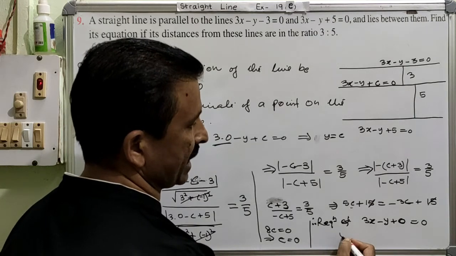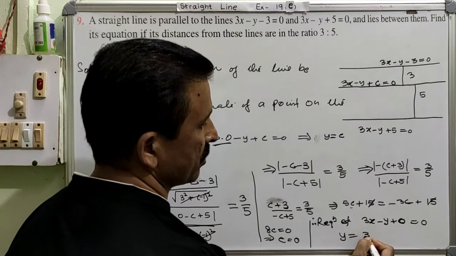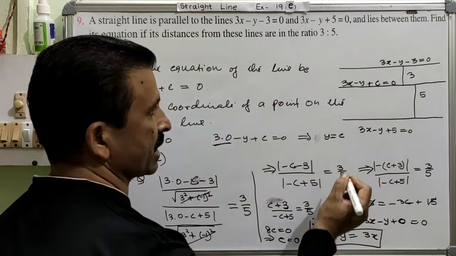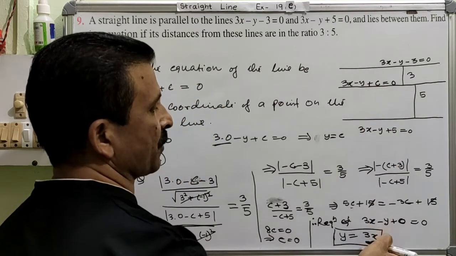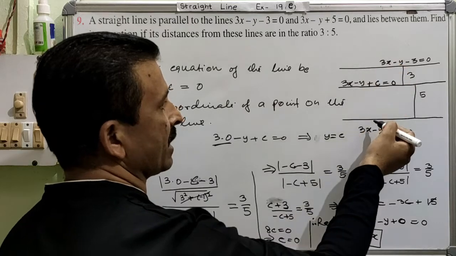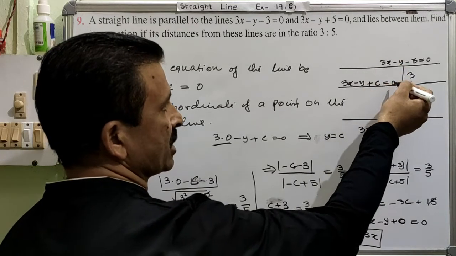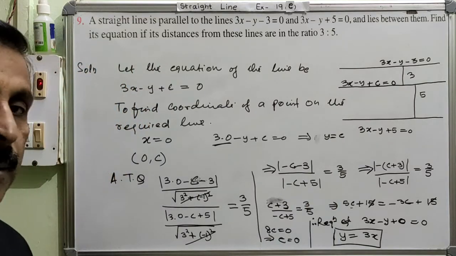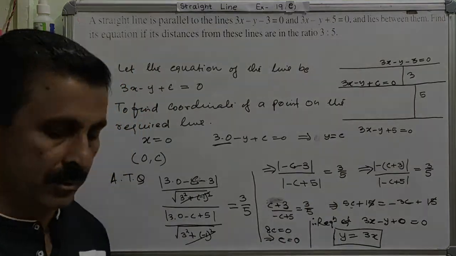You can finally rearrange and write the answer as y is equal to 3x. This is your equation. This is the equation of your line which is parallel to this and this, and is at a distance in the ratio of 3:5. Is it alright? Thank you.